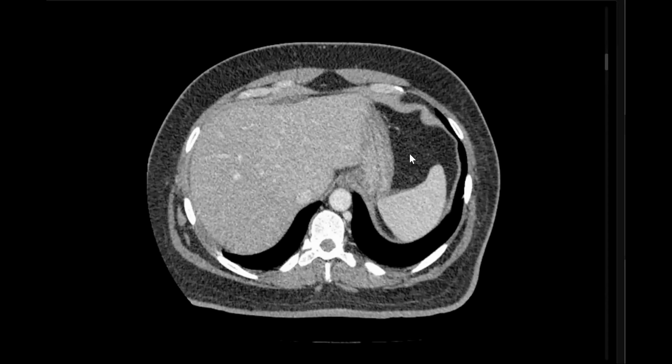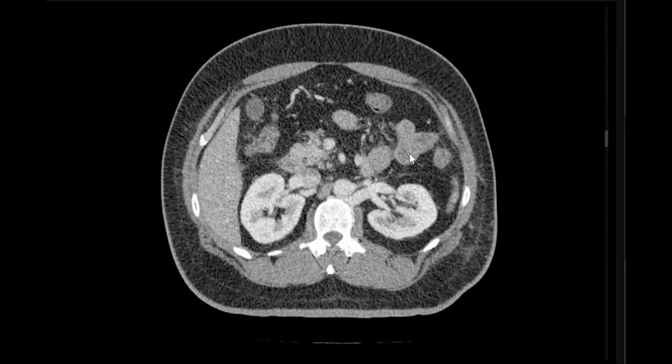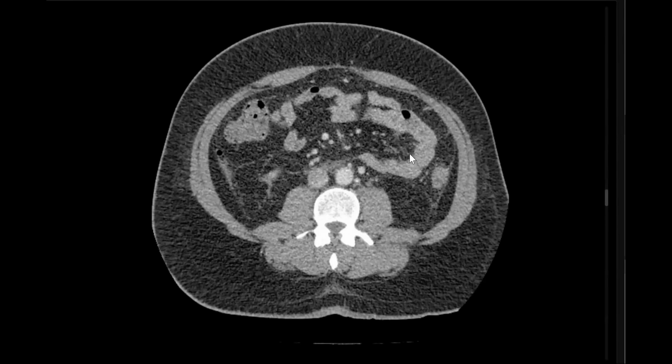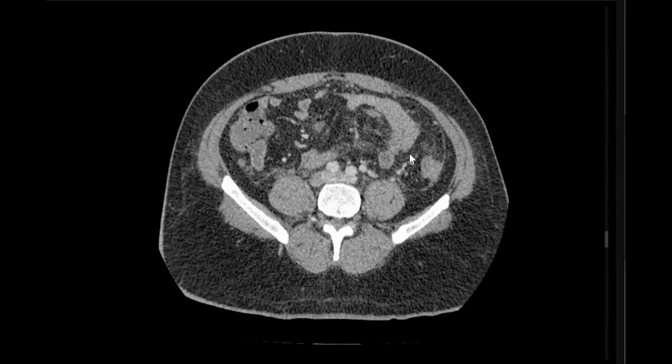So I'm looking for the portal vein and superior mesenteric vein. Actually, I can't see any thrombus or any filling defect.